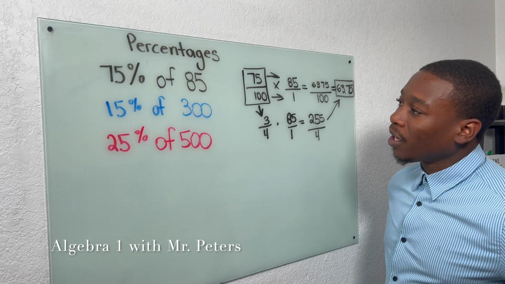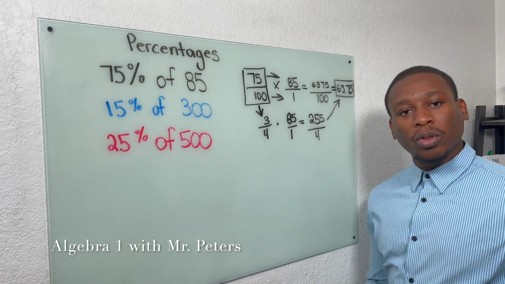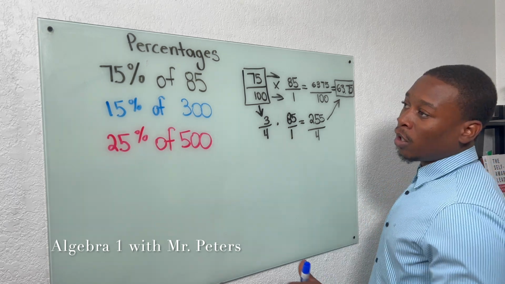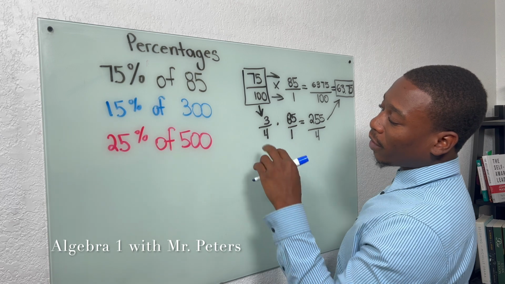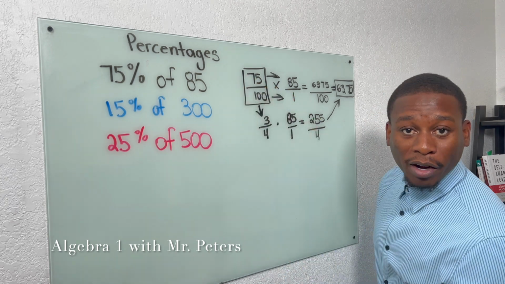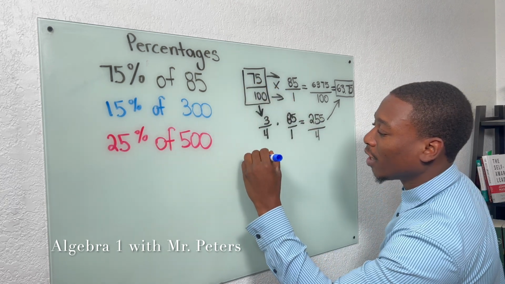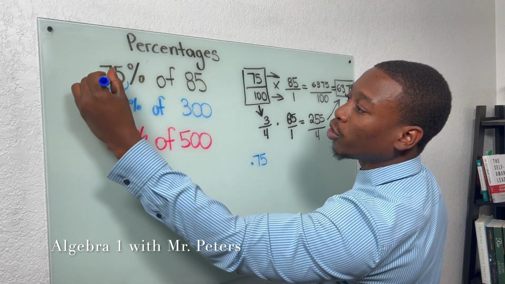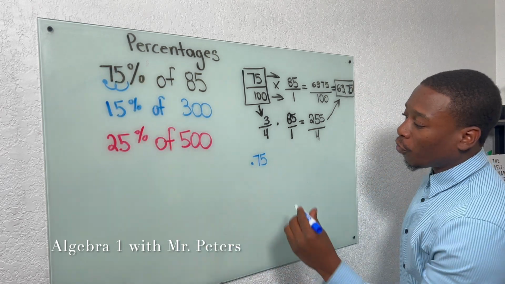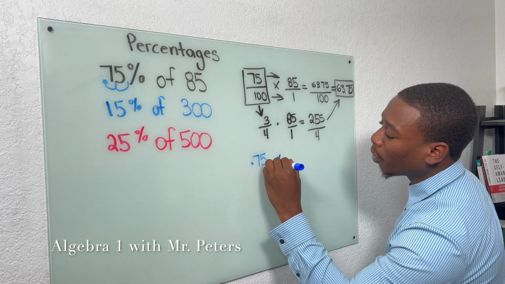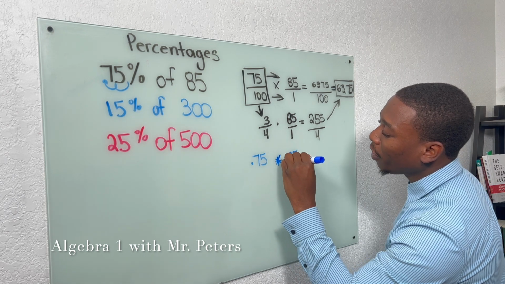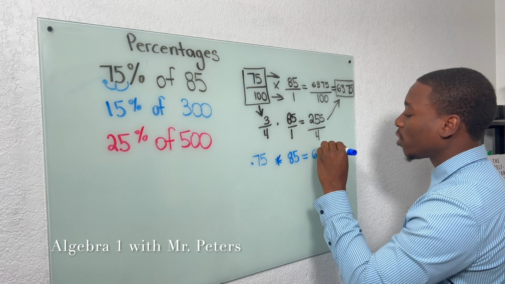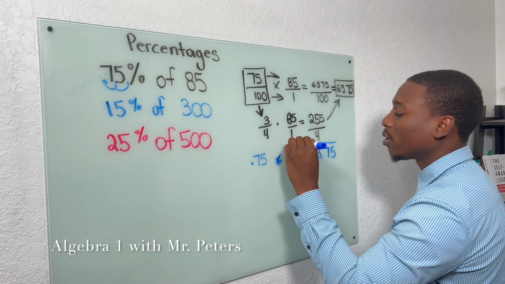Now, in my second method, we could do things a little bit different. And this is what I mean. So we could take the top number divided by the bottom number, right? That's going to give us our decimal, or we could just move it over 2 places. So from here, we could just multiply by 85, and then we're going to get straight to our answer of 63.75.